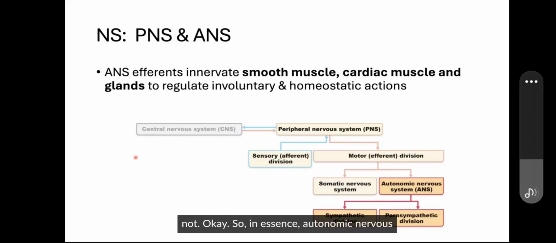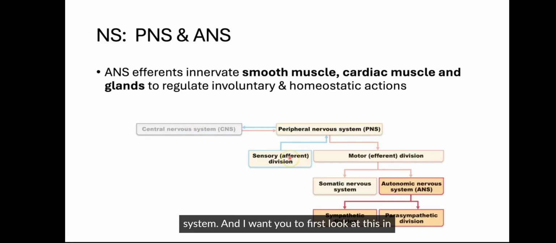Okay, so ANS is autonomic nervous system, and I want you to first look at this in the context of the entire nervous system, right? So if you look at the peripheral nervous system division, it's a big division, right? You've got the sensory, which is the afferent, and notice the arrow, right? So this sends signals to the brain and spinal cord. Peripheral nervous system receives the signals, the red, from the central nervous system and moves it down along several divisions, right? So in general, the motor division is responsible for taking signals to the targets, and both sensory and motor comprise the peripheral nervous system, right?